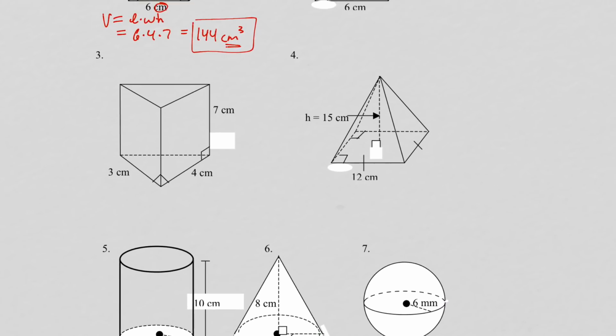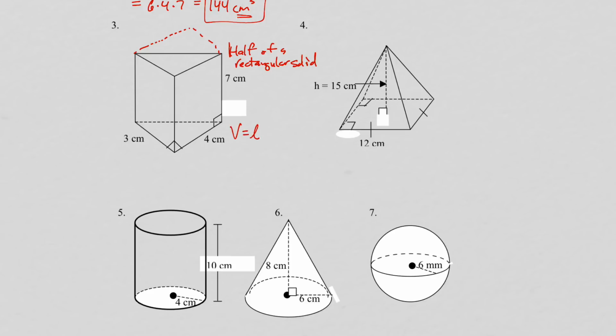Okay. Let's do number 3. So notice this is not a pyramid, but it almost looks like a rectangular solid. So if we finish it, this would be a rectangular solid, okay? But it's half of it. Okay, so this is half of a rectangular solid. Or we can call it maybe a triangular prism. But the point is, we're going to pretend that we have the whole solid, but we're just going to cut it in half. Okay?